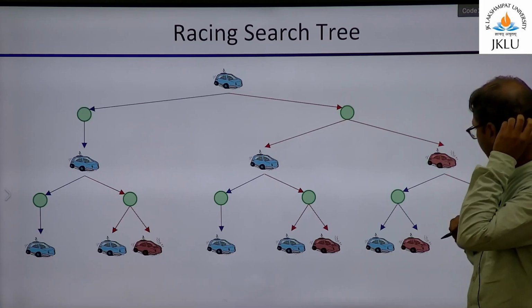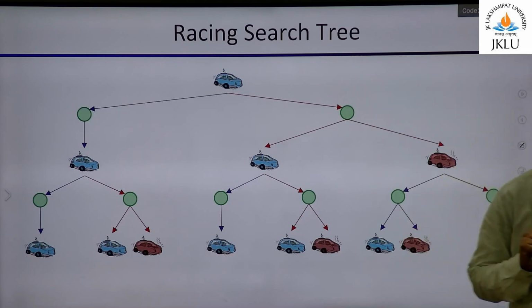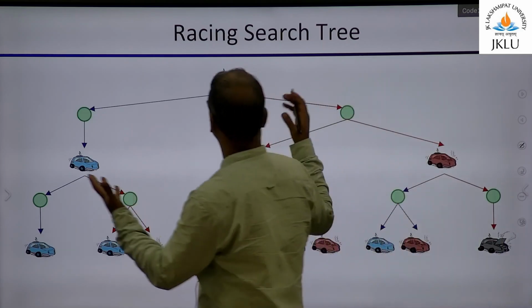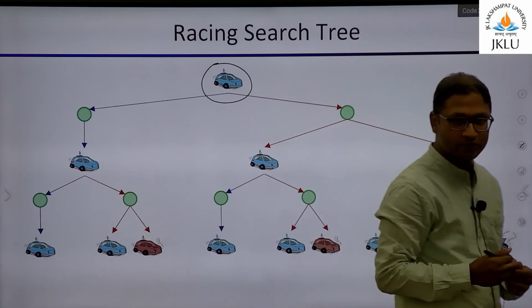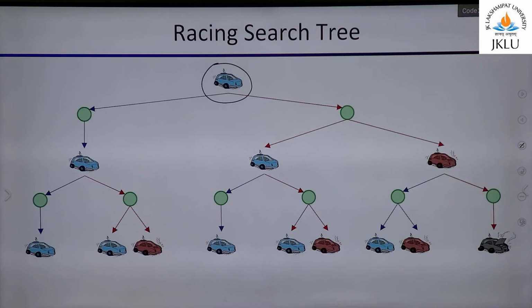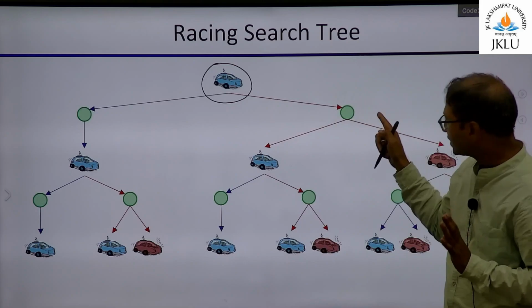How do I do this? What do I do in this? What was the game here? You start in slow state. In slow state you have how many actions available? 2. What are they? You can move slow, you can move fast. So if you move slow, you take that path. If you move fast, you take this one.